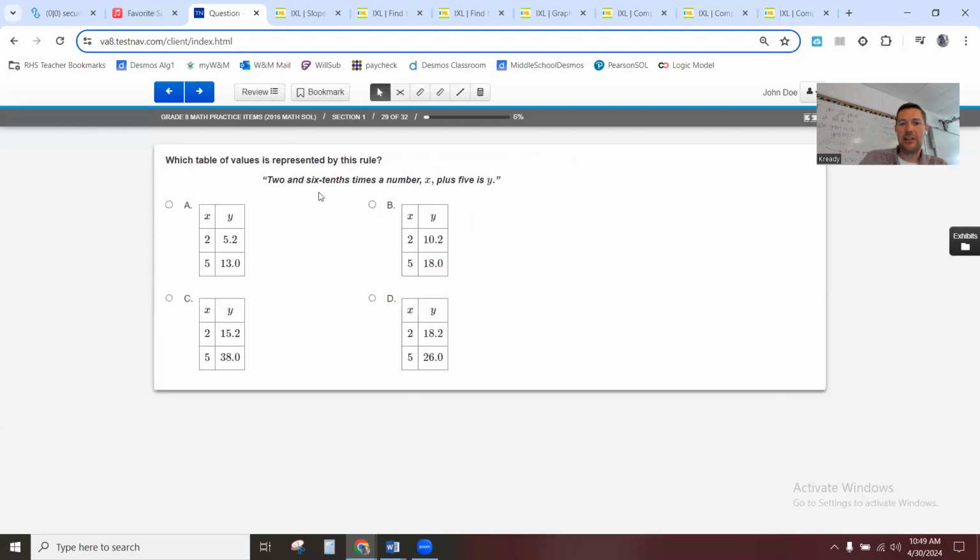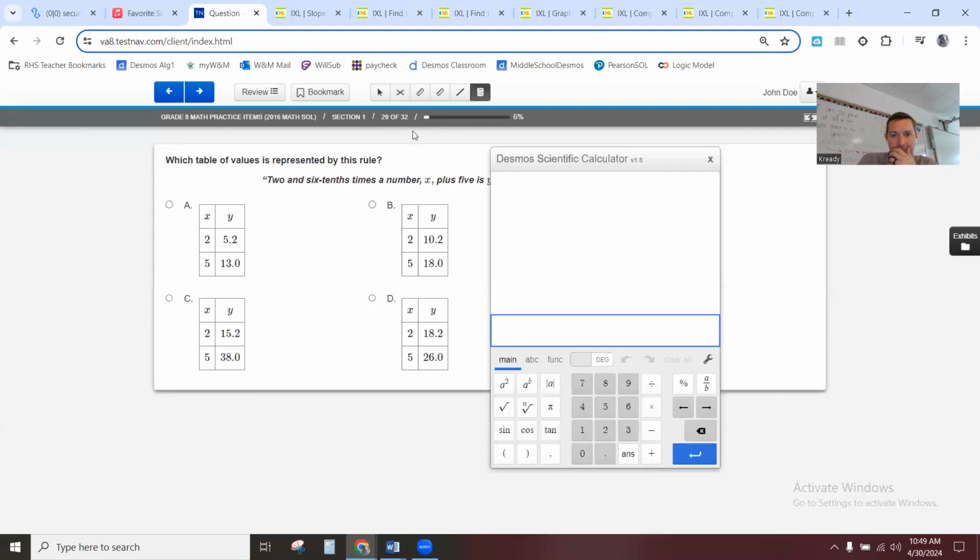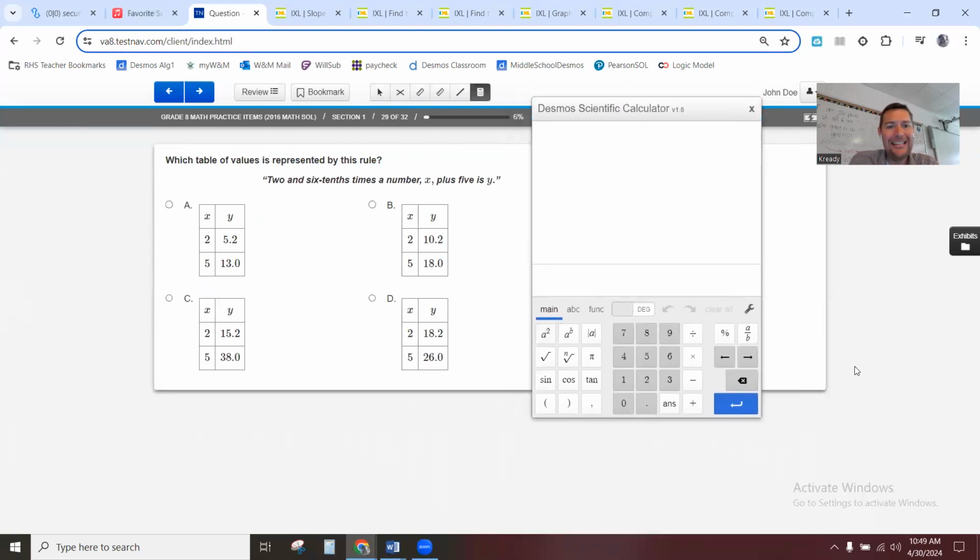Last one is knowing this translation, right? So I know it's going to be 2 6/10. You got to be able to build that times a number X plus 5. Plus 5 is Y. So I know that's Y. So when I plug things in, I know X has to be 2. And when it's 2, it's not 5.2. It's 10.2. It's not 15.2, not 18. So that tells me that that is the function. It's that simple. This is a long one.